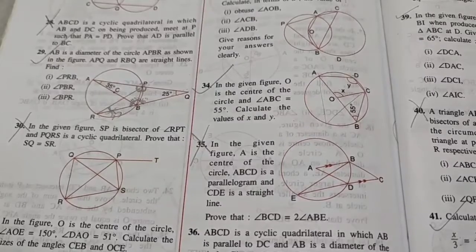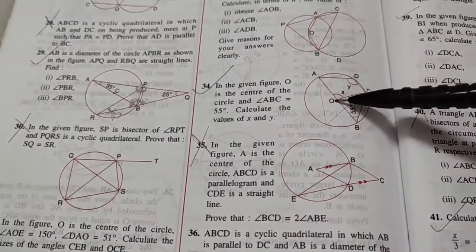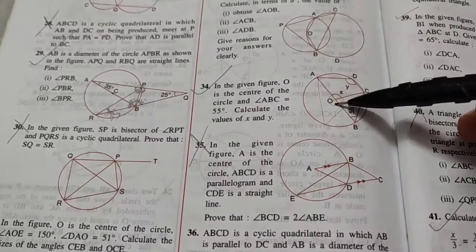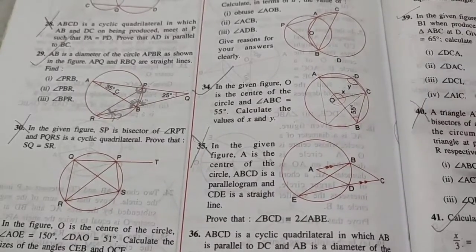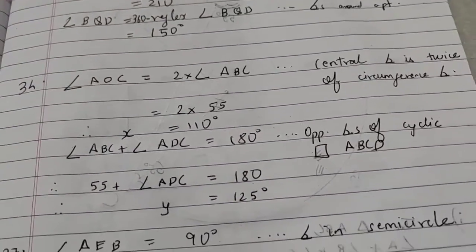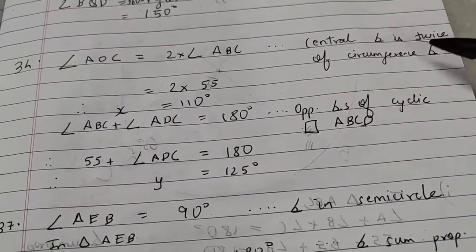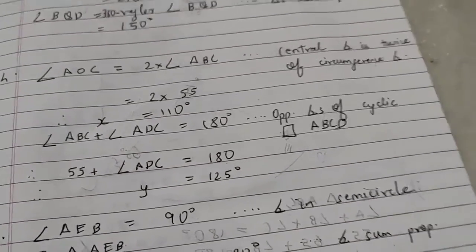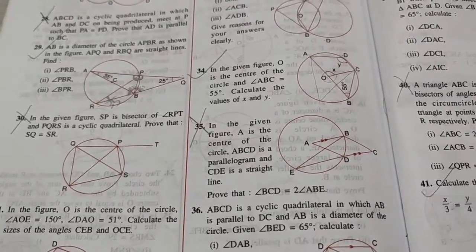That's it. There are many other methods you can use. For example, you can first find this reflex angle and then half of that is y. But let's stick to this easy method. These are the steps. Notice that everywhere I write the reason because it's necessary. Next, cancel the 35th sum.